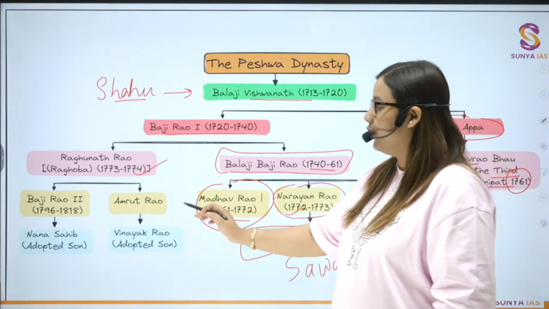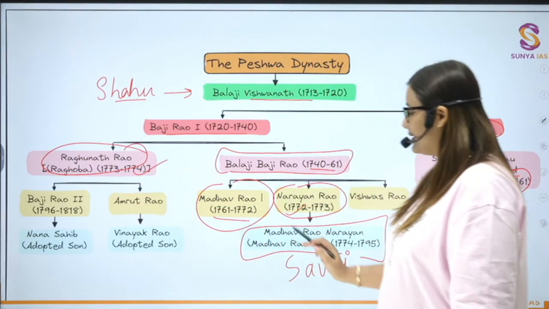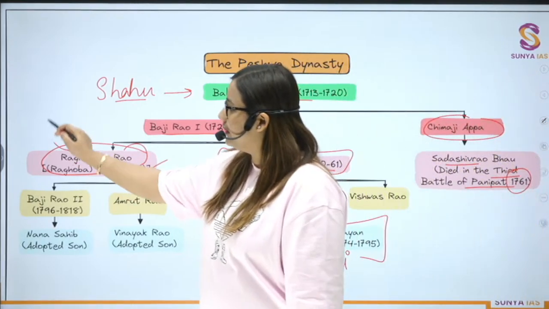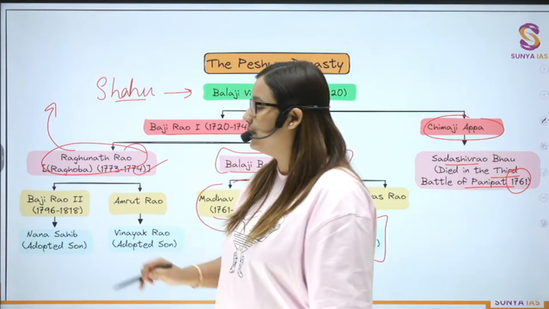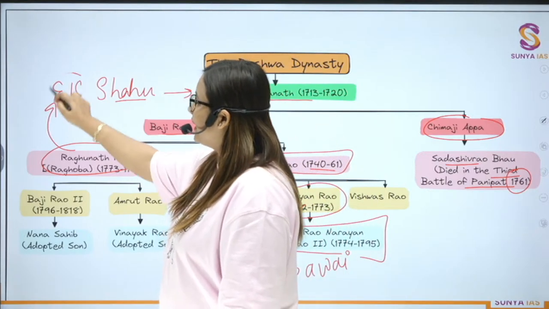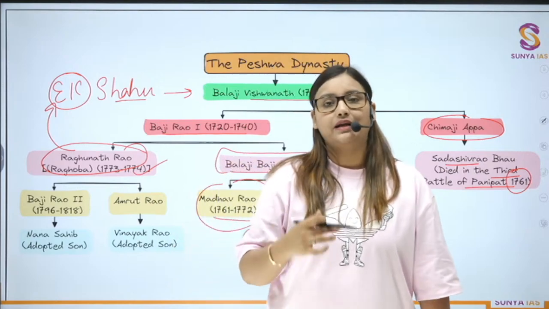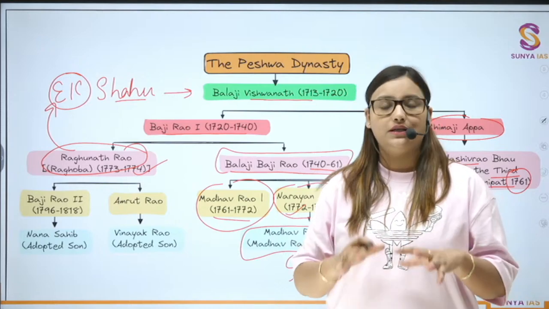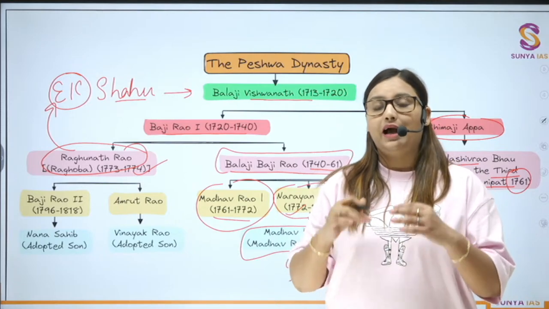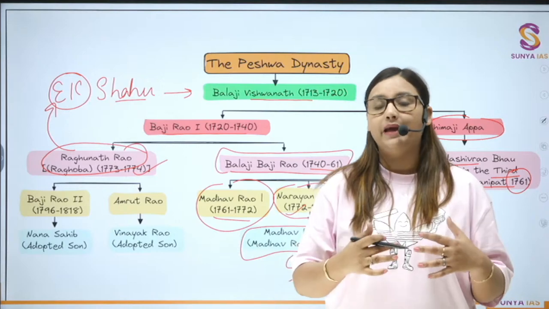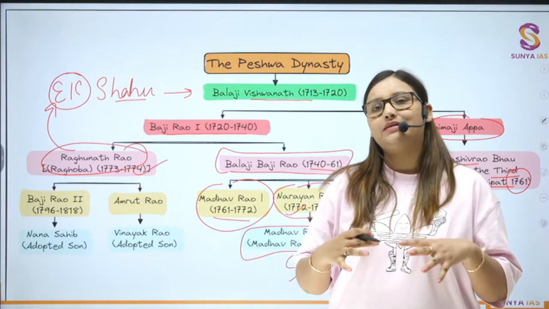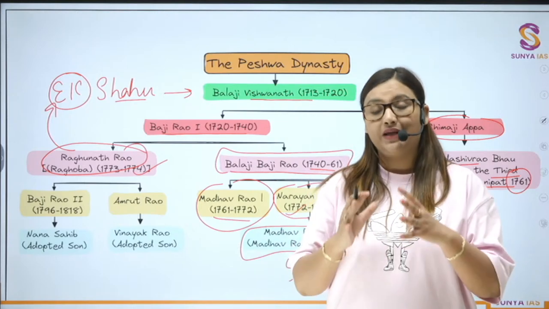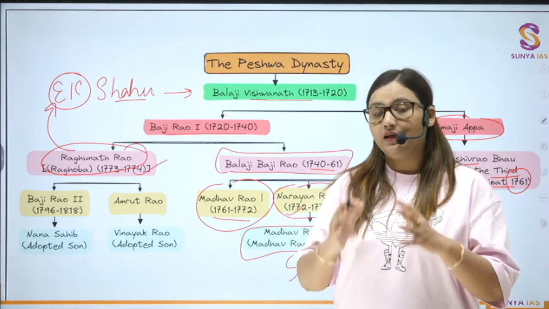So Raghunath Rao, when he was replaced by Savai Madhav Narayan Rao, became very unhappy and signed a treaty with the English East India Company in Bombay. But if you understand, the EIC at that time gave more powers to the Calcutta Council, and the Bengal governor was more important and had more powers than Bombay and Madras.